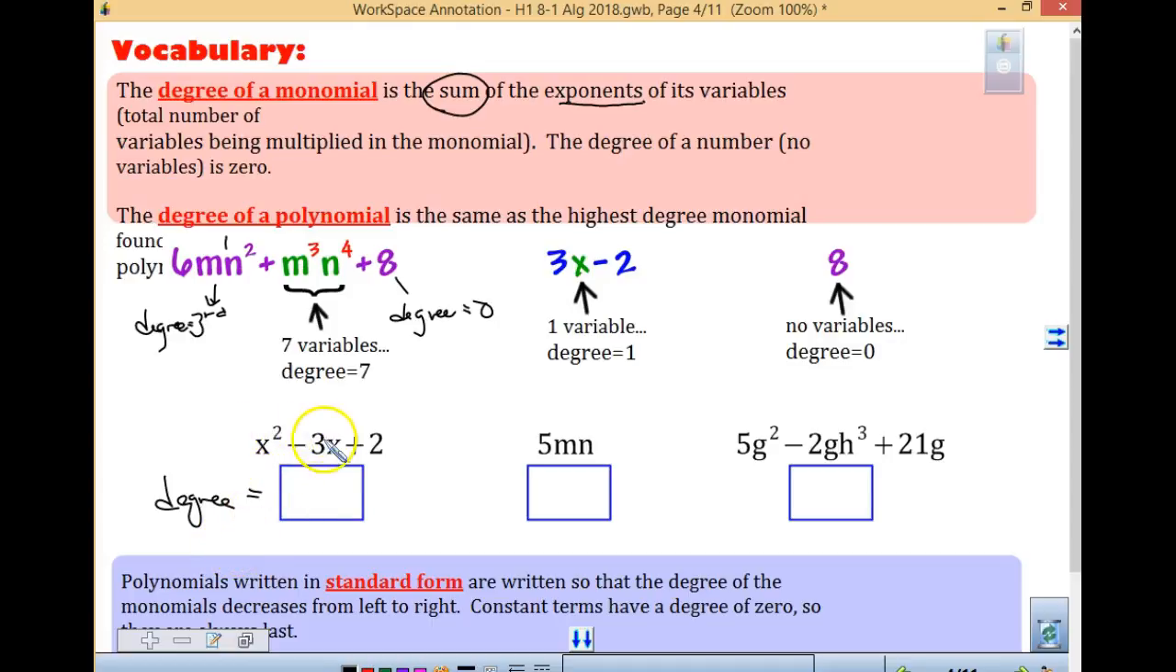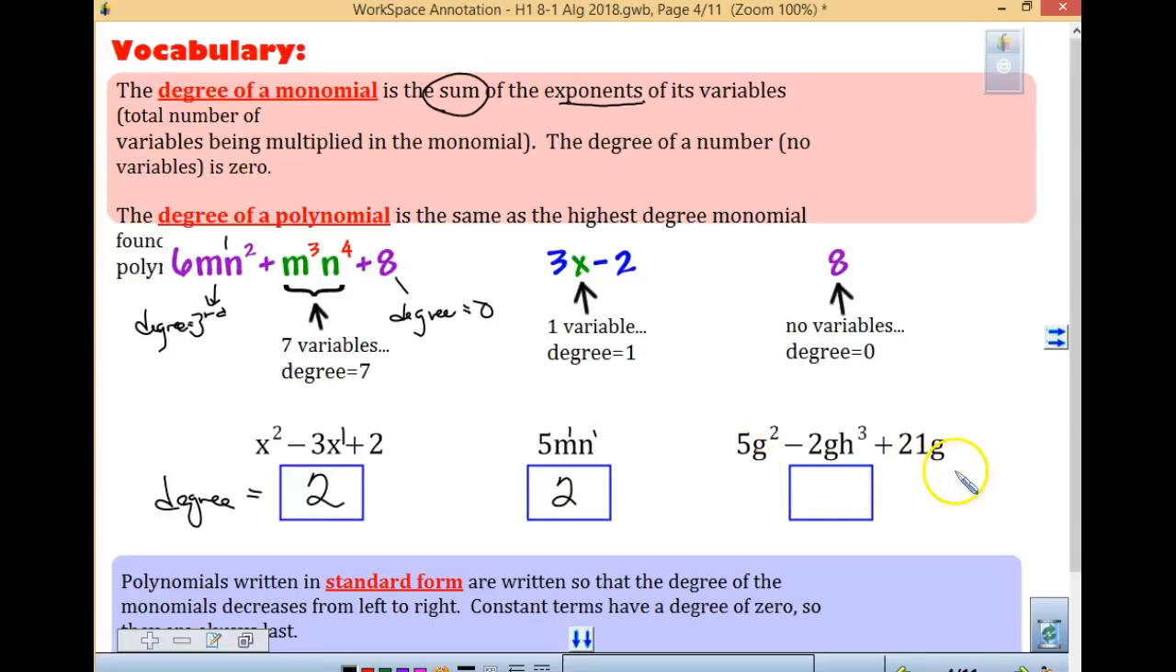So here we have x to the second, right? Here we have x to the first. This has no degree, right? So our biggest degree would be? Careful, we're not going to add those two. Only this one. Oh, 2. Just 2, okay? If I'm looking at 5mn, that's going to be 2, because these are both degree 1, so degree 2, okay?